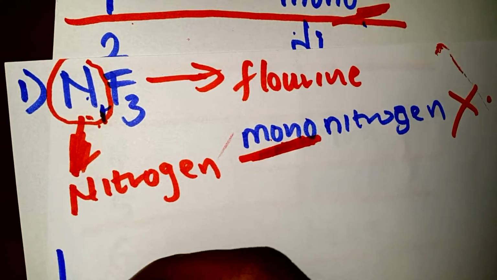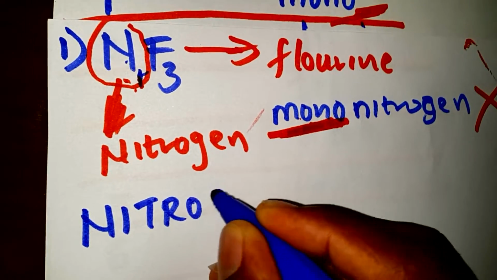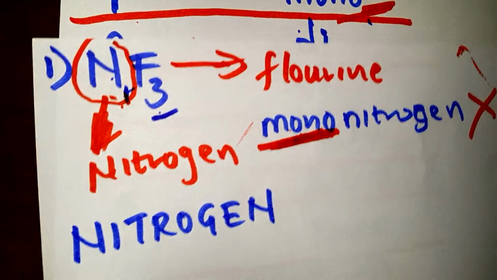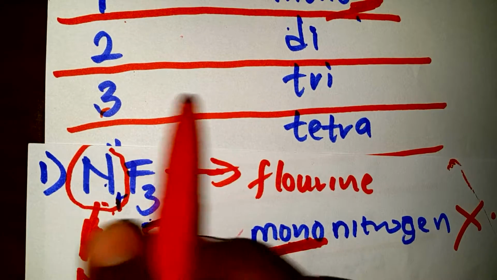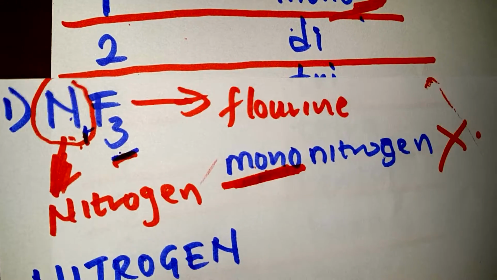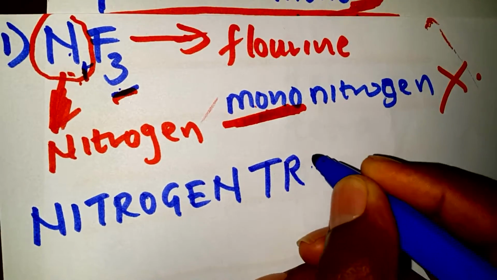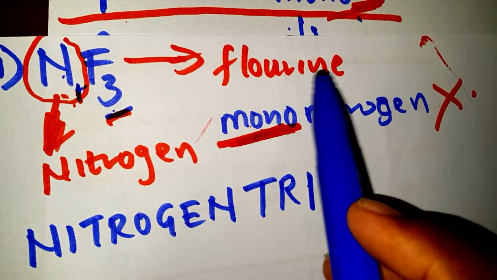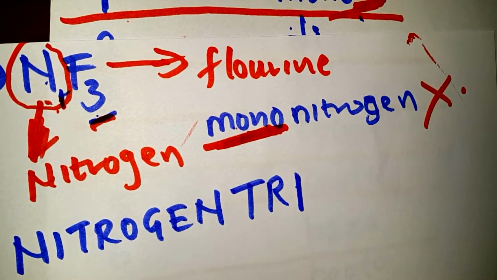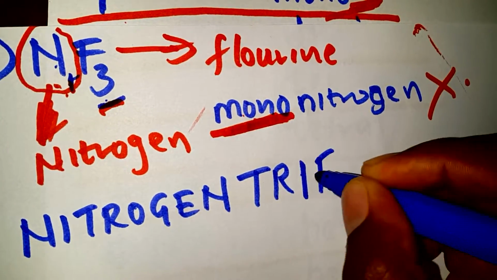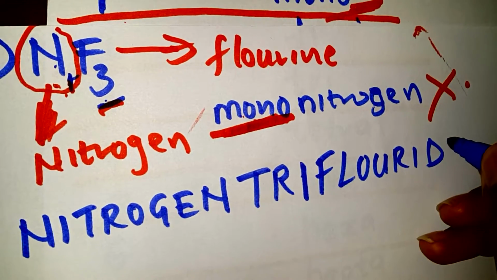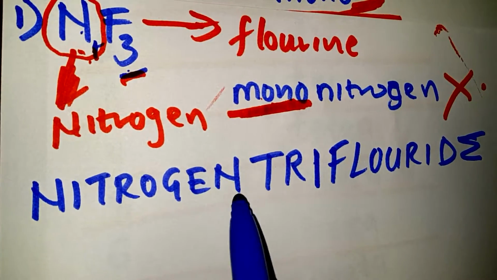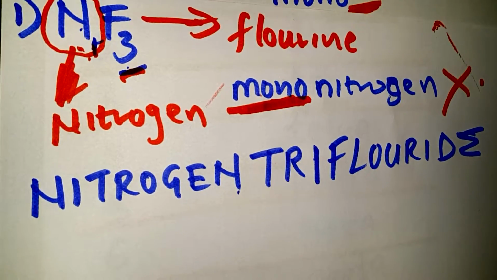So how do we name this? This one will be nitrogen. We have 3. What is our 3? Let's check the table. Our 3 is tri, as you can see here. So it will be tri. What is F? We know F is fluorine, but when you are trying to end it, we use ide. That will be nitrogen trifluoride. So this compound here is called nitrogen trifluoride. Let's solve another one.